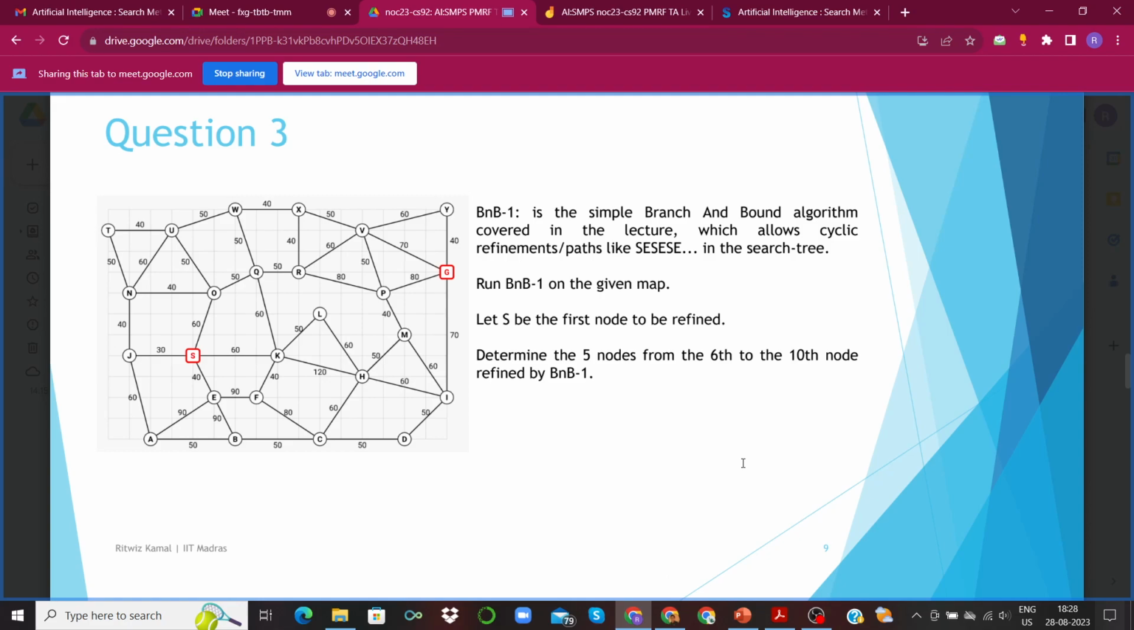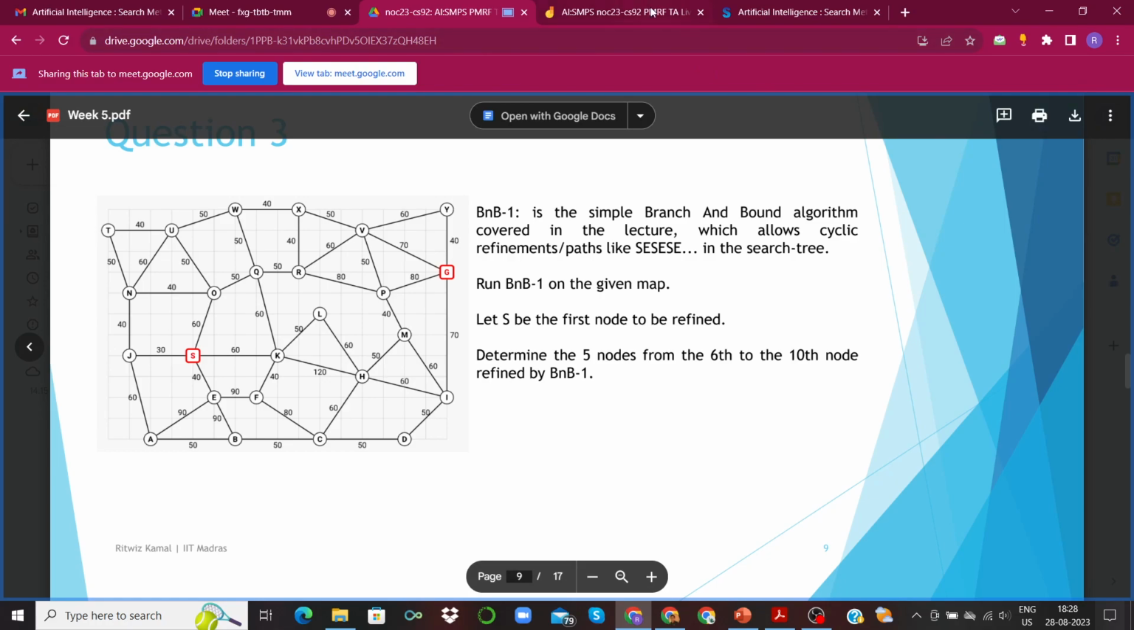And cyclic refinements basically means that this particular algorithm allows you to come back to a node that you had started from, in order to find the tour. So for example, when we construct the search tree for this graph, we are allowed to go back to the node that is its parent. Let me just draw it actually to make things clearer for you.